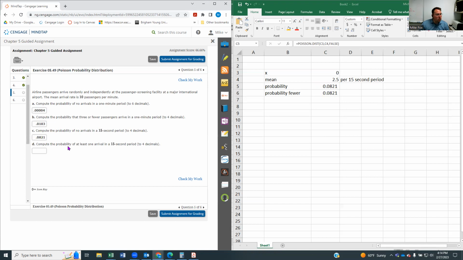And the probability of at least 1 arrival in a 15-second period. Remember, at least 1 is going to be 1 or greater. So the probability that it is greater is just going to be 1 minus the probability of it being 0, because anything greater than 0, 1 up through whatever, is what we're looking for here. So it's going to be 0.9179.